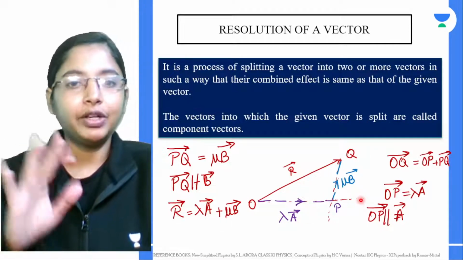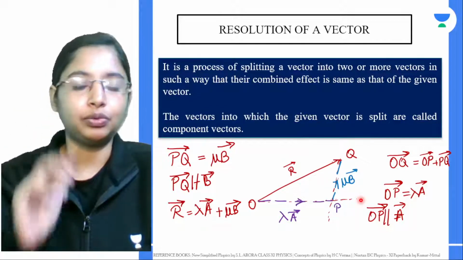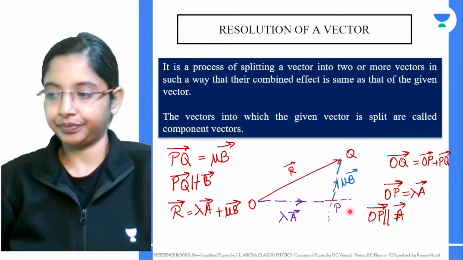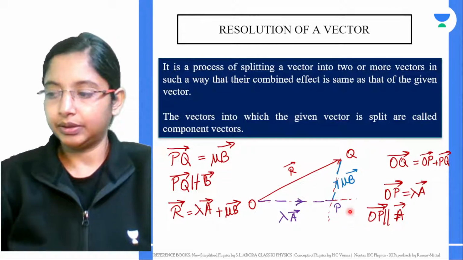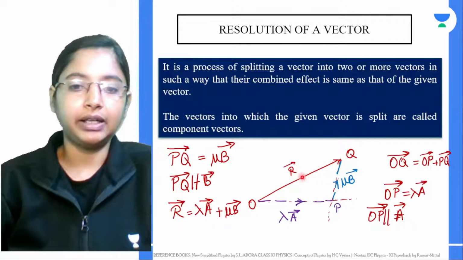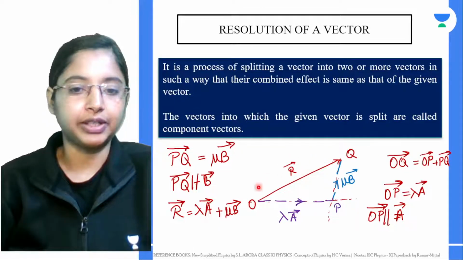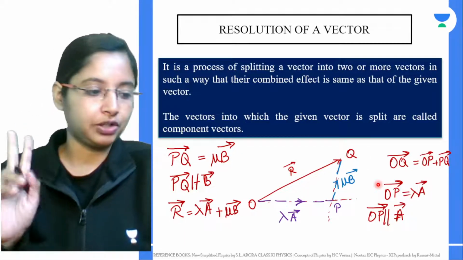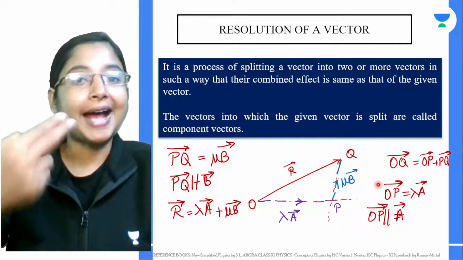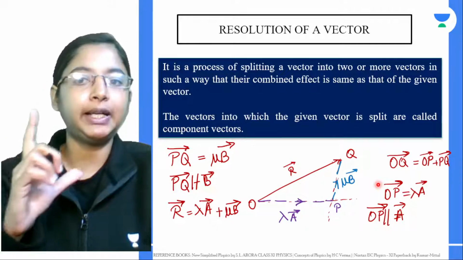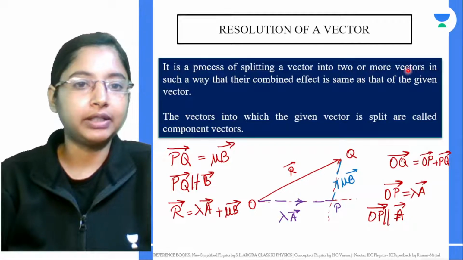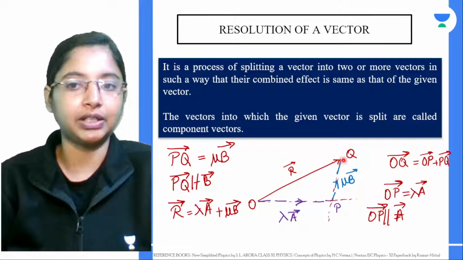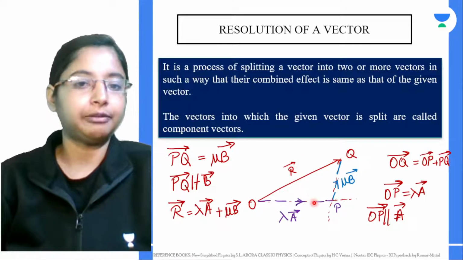Whenever you resolve a vector, you can only split them into two, in two different directions. So here the vector R can be resolved only in two directions, that is in the direction of A and the direction of B. So the opposite of composition is resolution of a vector. Composition means you're adding vectors. Resolution means you're splitting the vector into two or more vectors in such a way that when you combine these two vectors, you will get the same vector R.